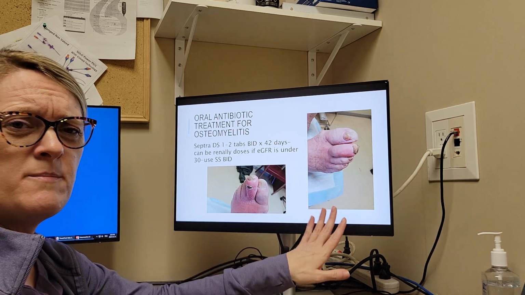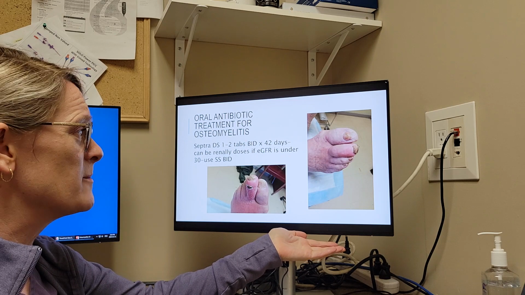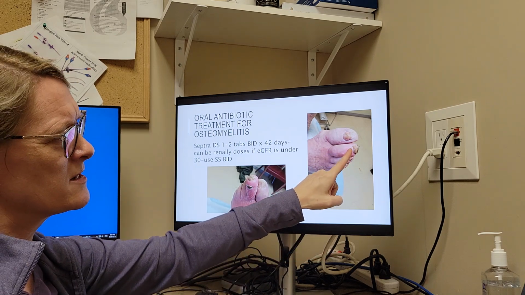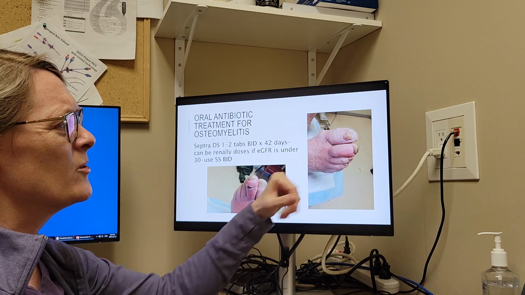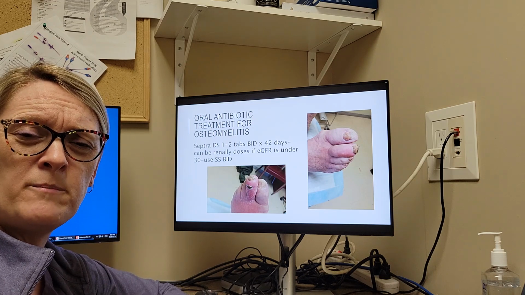So again, these are the types of wounds that, if they're closed, we would definitely start with an oral antibiotic treatment. In this x-ray, there is actually a small erosion on the tuft of the distal phalanx, and we were able to treat this with 6 weeks of oral Septra, 1 tablet PO BID.